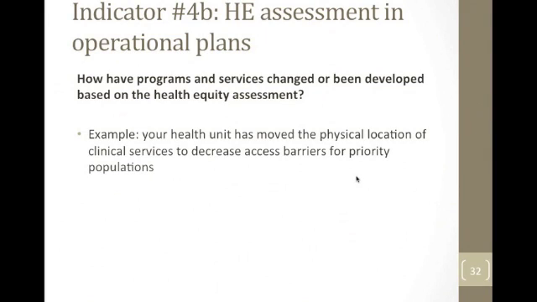So this next indicator follows very closely in terms of content to the previous one, and is asking boards of health to describe if there have been any changes that have resulted from their use of the structures that were asked about in the previous question. So for example, if they have used a health equity assessment, have they, for example, moved where they provide a particular program or service to decrease barriers for priority populations?